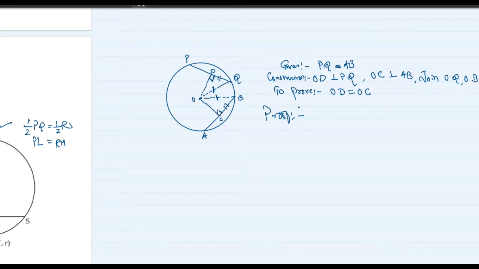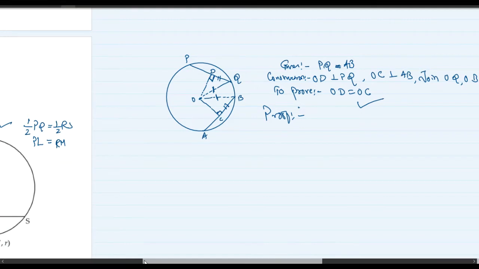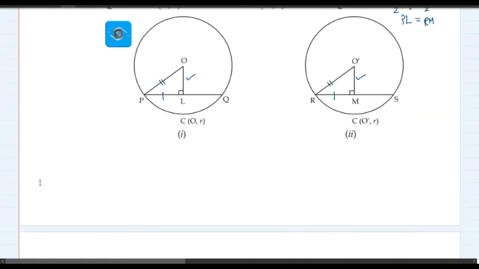So again, these two triangles are congruent by RHS test. And we can say that OD is equal to OC, by CPCTC. That's what we wanted to prove. So equal chords are equidistant from the center. So in a single circle also you can prove this theorem. In two circles also you can prove this theorem.